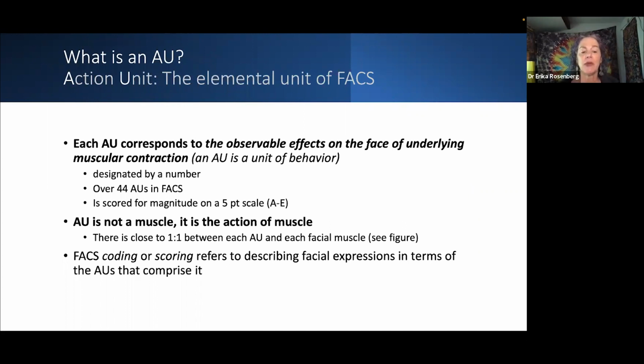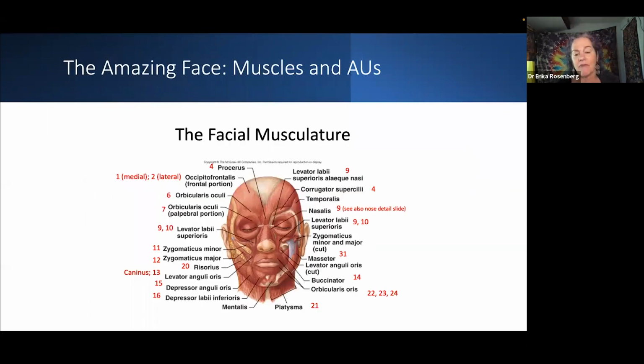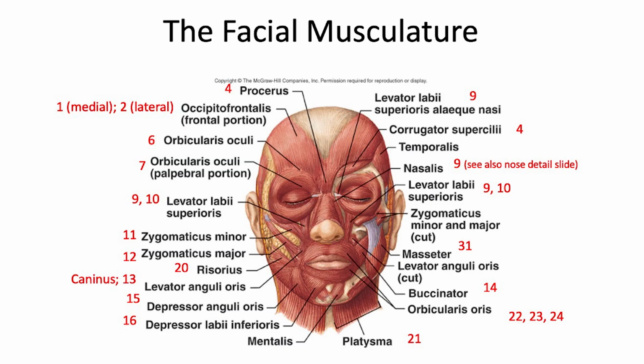And you might hear people talk about coding. I might refer to coding or scoring with FACS. And FACS scoring or coding is what happens when somebody who's trained in the system describes facial expressions in terms of the AUs that comprise it. And I will give a demonstration on how that's done. So this is one picture. There are a number of wonderful pictures of the facial musculature online, and this is one I grabbed and used in my teaching. But this gives you a sense of the complexity of the human face. The human face is remarkably complex. The musculature is unlike anywhere else in the body.